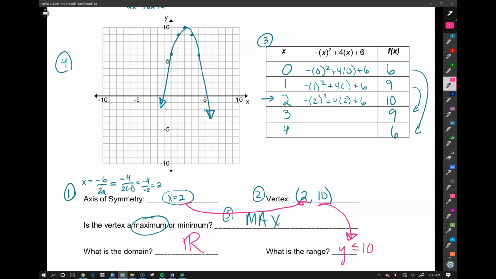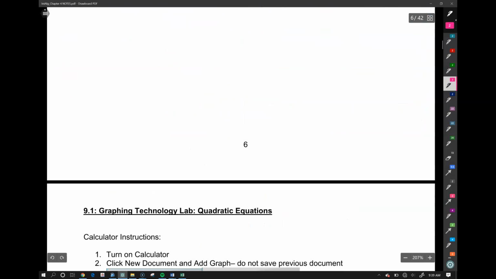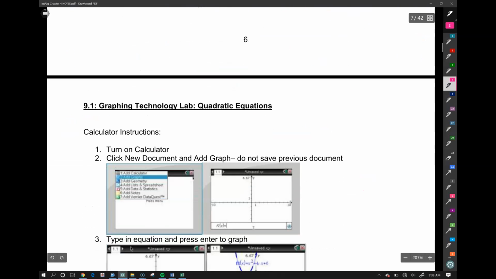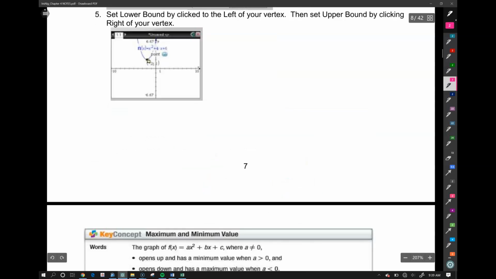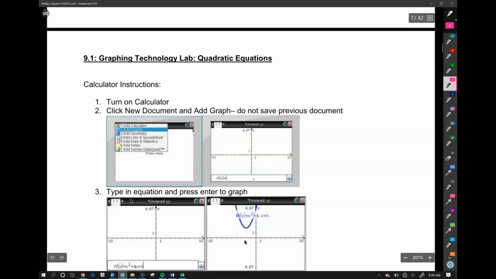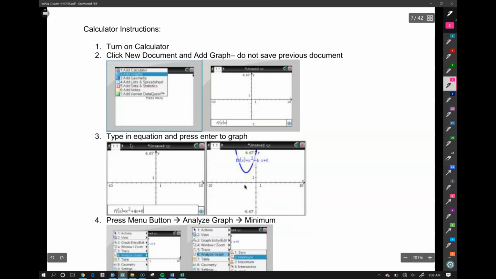Okay, so we have our calculators. This is the next part. Is the domain always all real numbers? Yeah, for a parabola, it always will be all real numbers. So let's go through and see how we can find a min and max on our calculator.